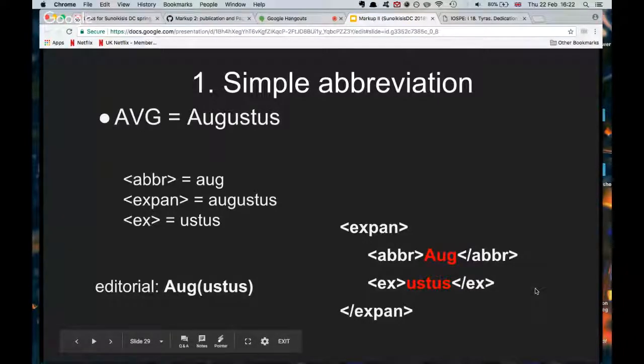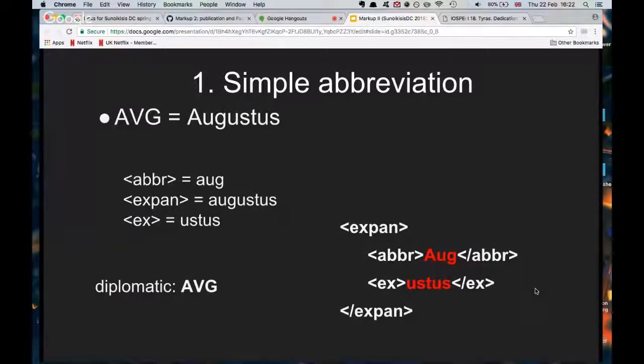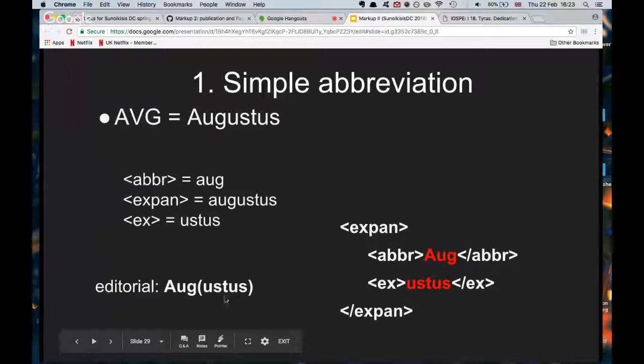And when we display our text, the editorial display looks like this: Augustus with the expansion in parentheses, and the diplomatic display looks the way we expect an abbreviation to be originally displayed in our text. So you can see how to produce the editorial display. We need to have all of this marked up, both the abbreviation and the expansion and the whole word as an expanded word, to say this is one thing.